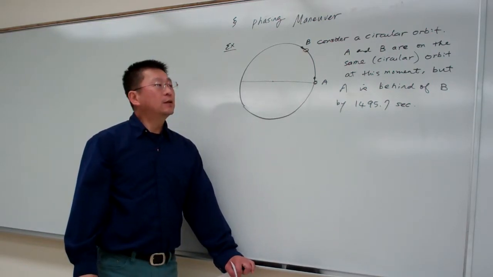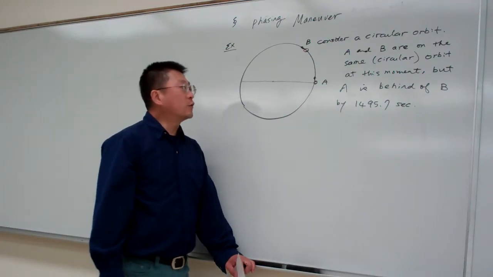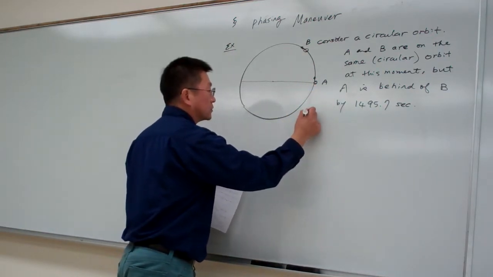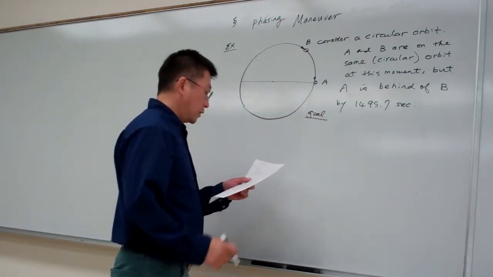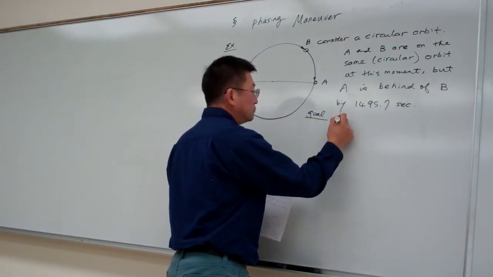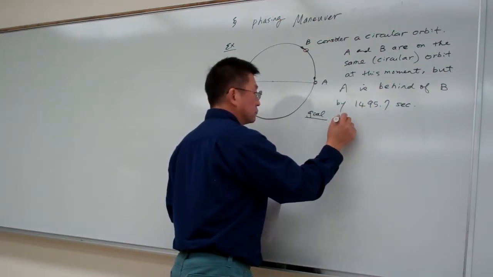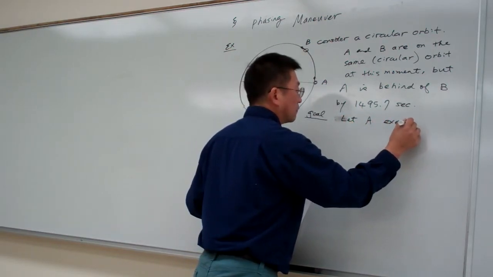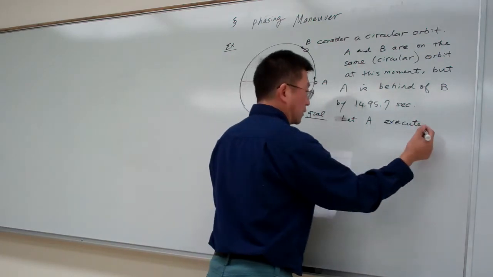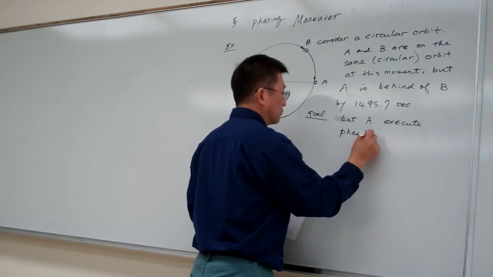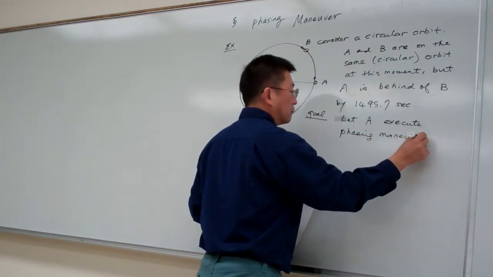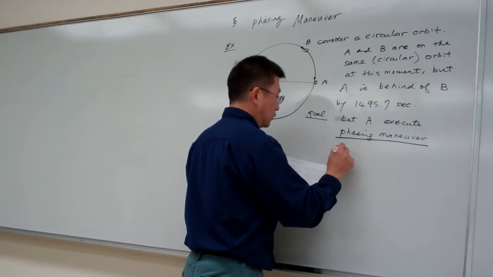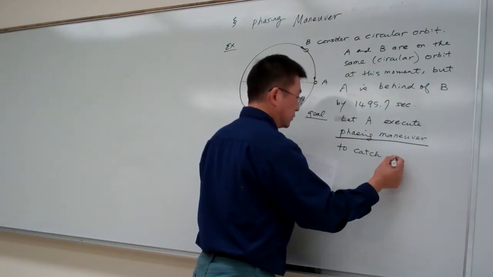Okay. So in this way, how can we do it? Our target, our goal, is to let A execute what we call the phasing maneuver to catch B.